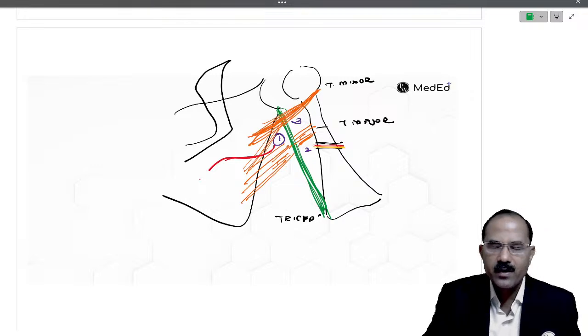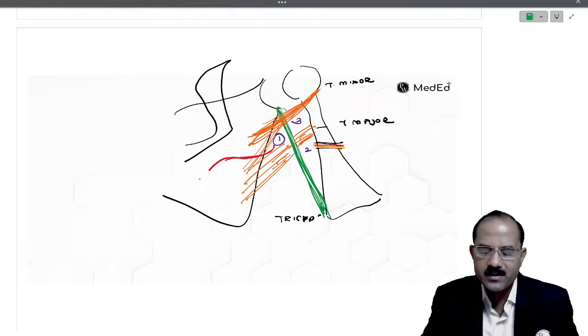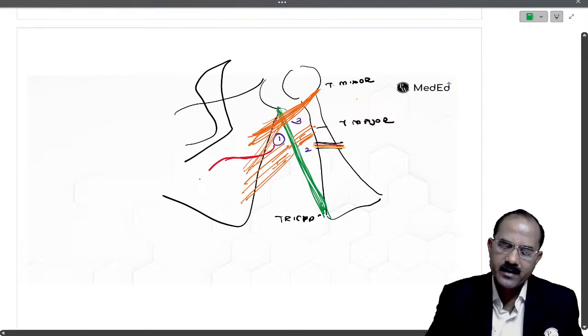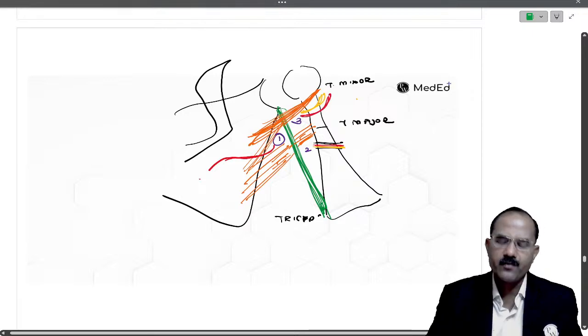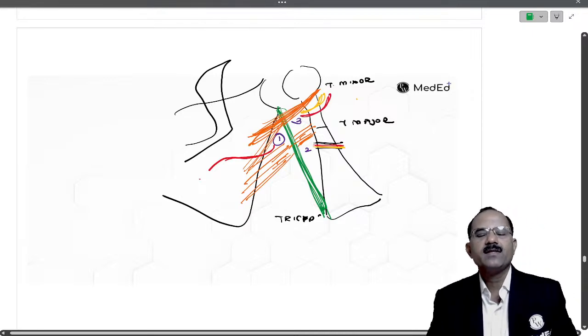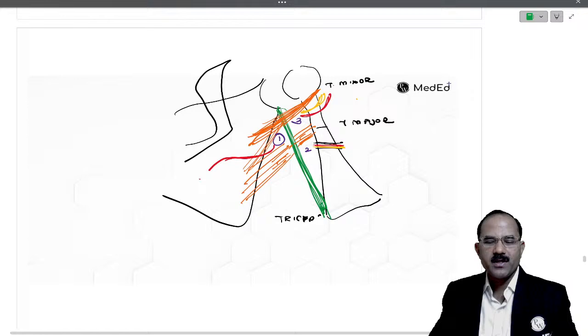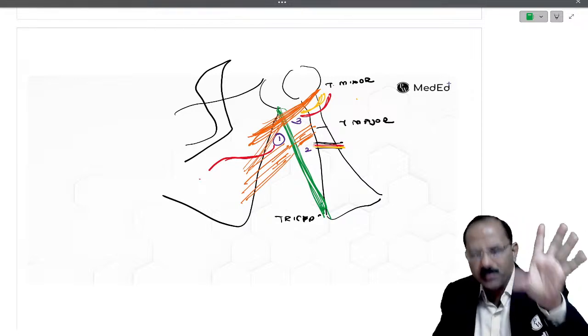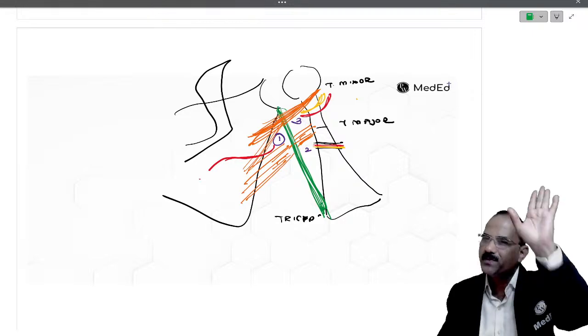And third is the quadrangular space. What are the boundaries? Teres minor, teres major, the long head of triceps, and the neck of the humerus. And who's the content? Content is the axillary nerve and the posterior circumflex humeral artery. Axillary nerve and the posterior circumflex humeral artery. Clear, children? So spaces are clear. A very important short note MCQ comes on this.